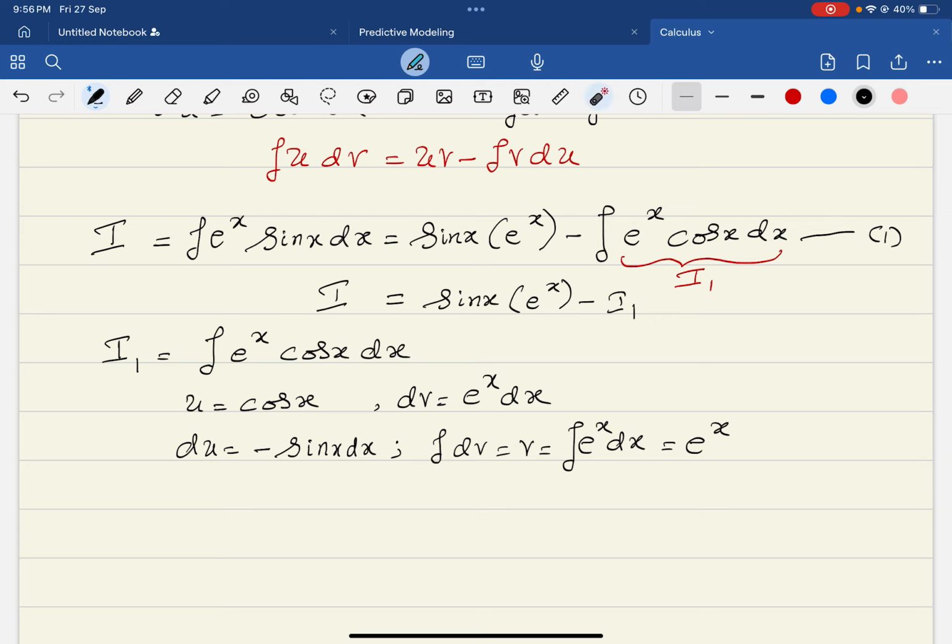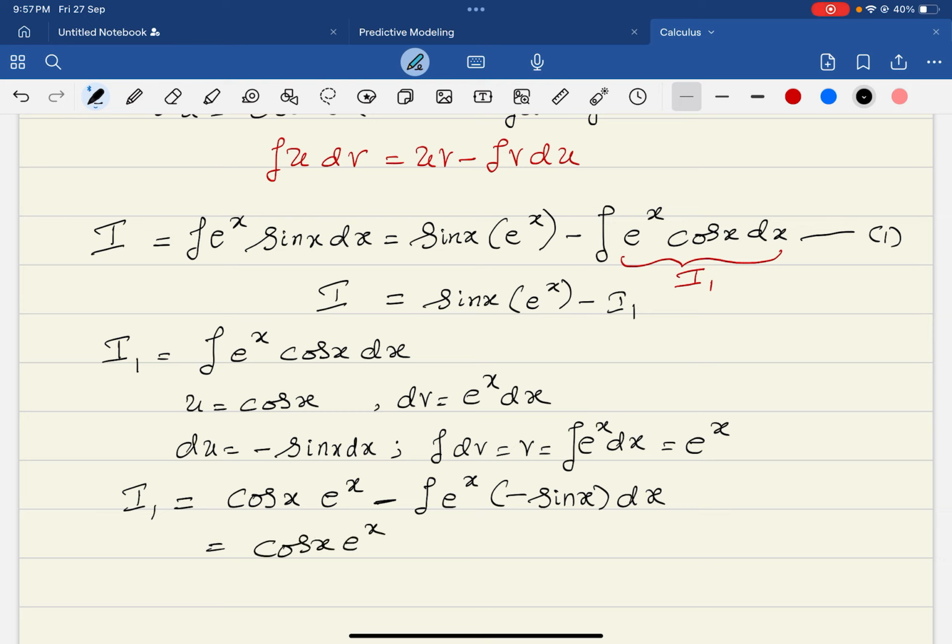So what is the integration by parts formula again? I hope you remember it. We now use the same. u is cosine x, so uv is cosine x into e power x, minus integral of v du, where v is e raised to x and du is minus sin x dx. So that gives you cosine x times e raised to x minus of minus, plus integral of e raised to x sin x dx.